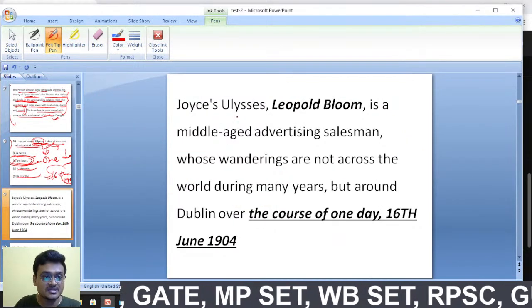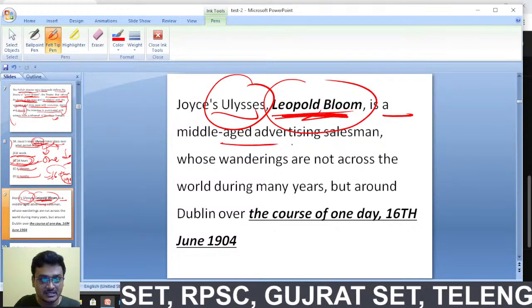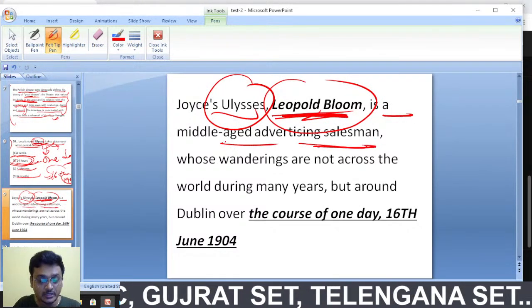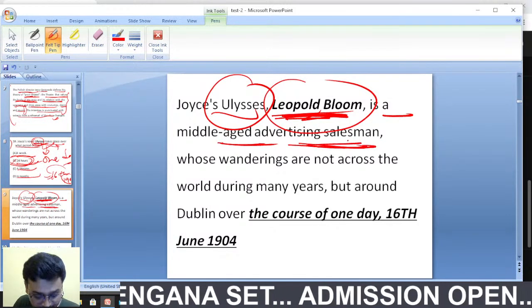And here is James Joyce's Ulysses. Leopold Bloom is the main protagonist here. Leopold Bloom is a middle-aged advertising salesman. Remember, what is the occupation of Leopold Bloom? Leopold Bloom is a middle-aged advertising salesman.